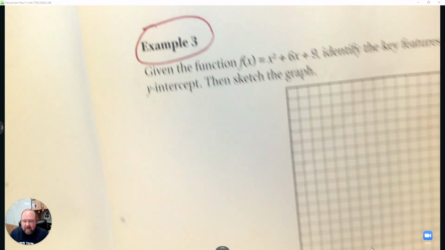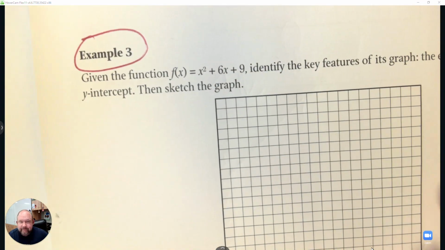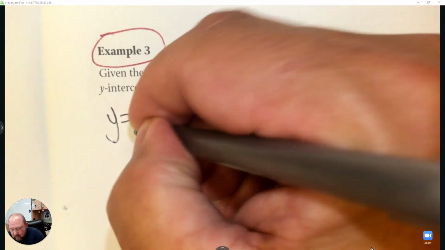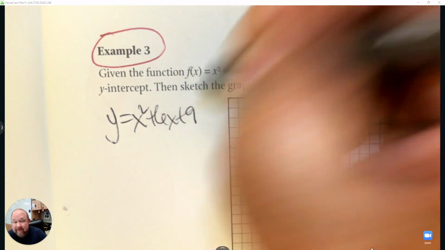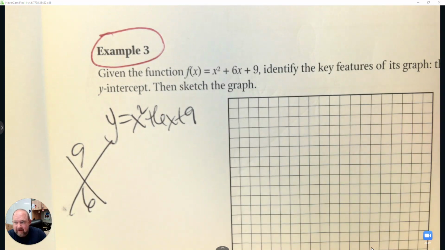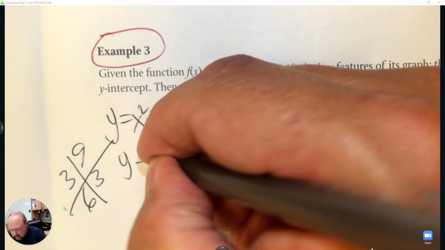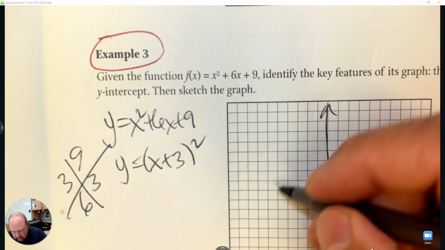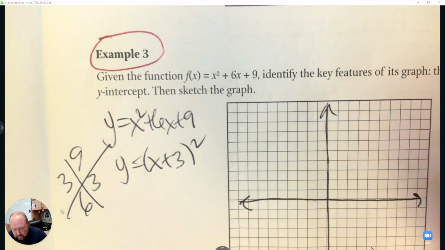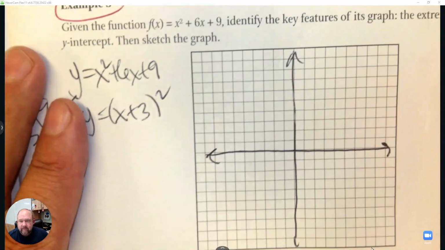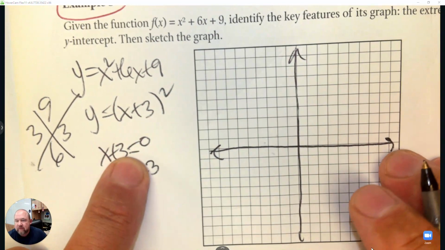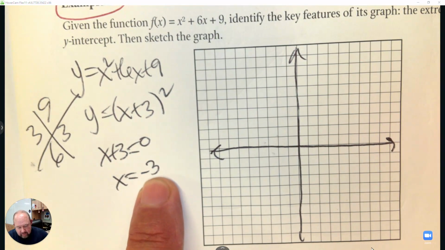All right, the next one, look at example number 3. Given this, could you graph it? I'm going to write it as y equals x squared plus 6x plus 9. What two numbers multiply to 9 and add to 6? It's 3 and 3. Now, the only x-intercept is right there. Take x plus 3, make it equal to 0, and subtract 3. So the x-intercept is at negative 3.